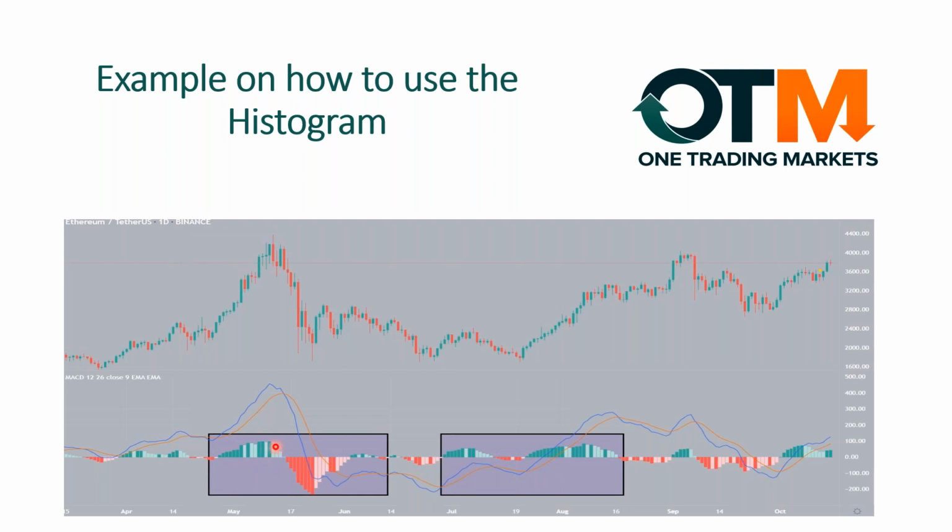Notice how the bars are getting smaller and the distance between the MACD line and the signal line is getting closer, even before the crossover happened. So it gave us an early sign that a crossover will happen soon.